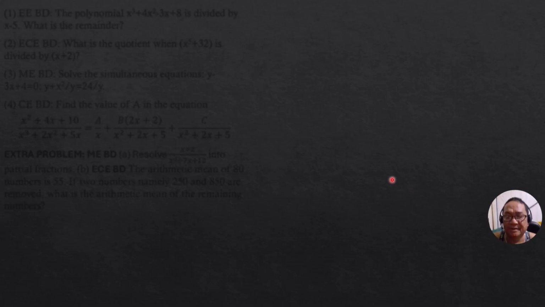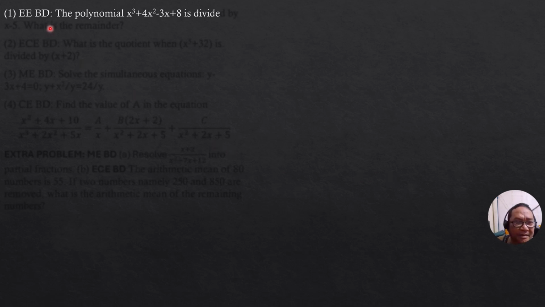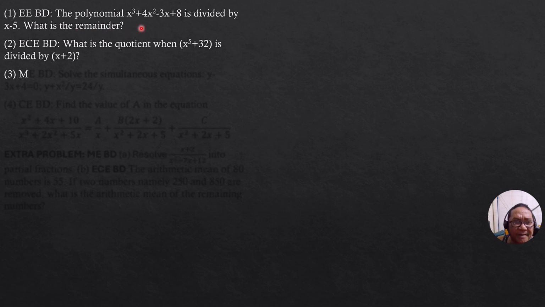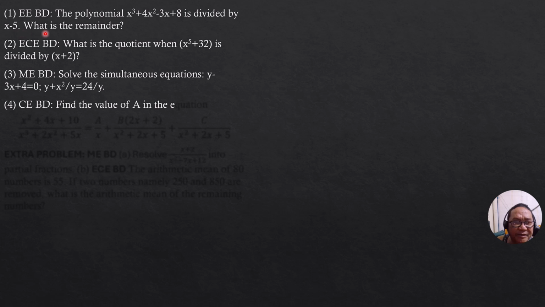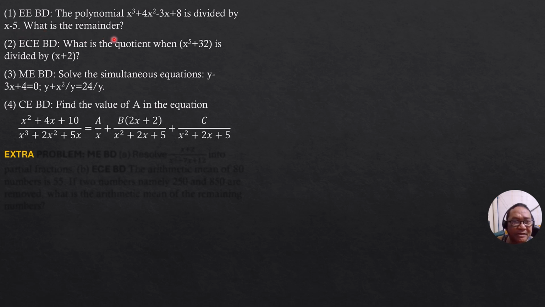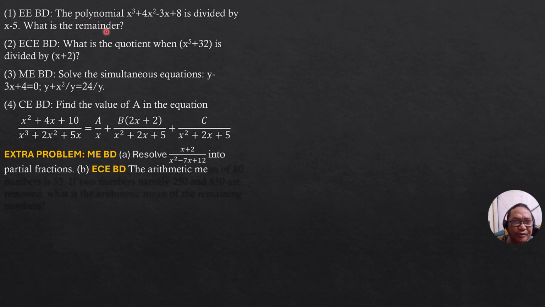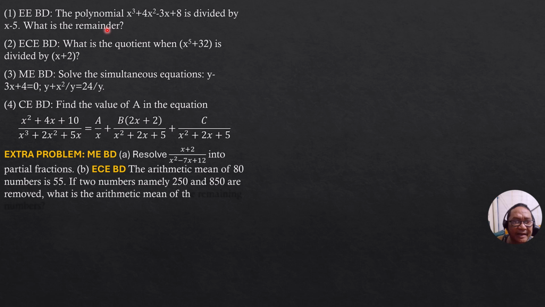So for problem 1, an E-board problem: the polynomial x cubed plus 4x squared minus 3x plus 8 is divided by x minus 5. What is the remainder? There are many methods to find the remainder. For this case, you can use long division, synthetic division, or the remainder theorem.